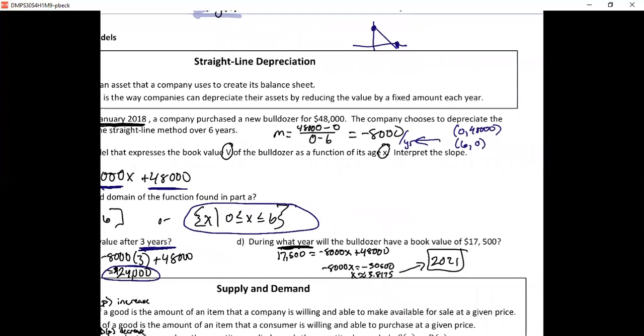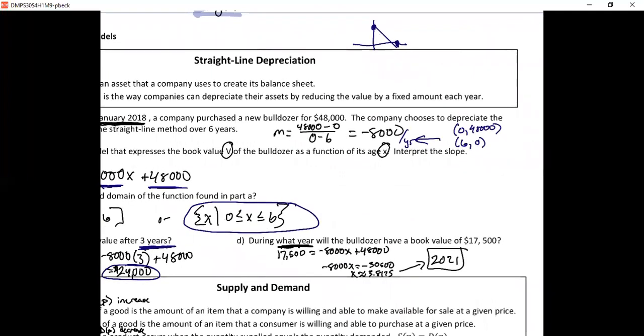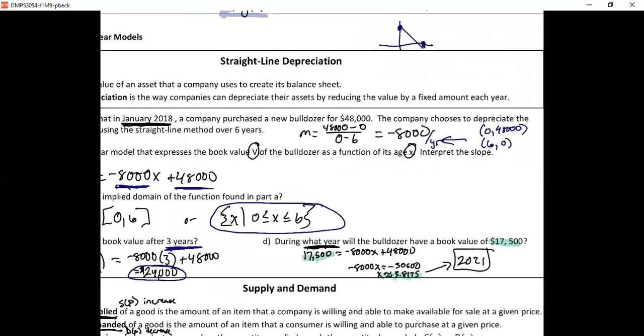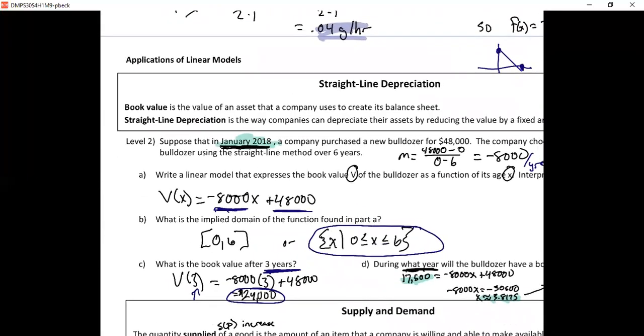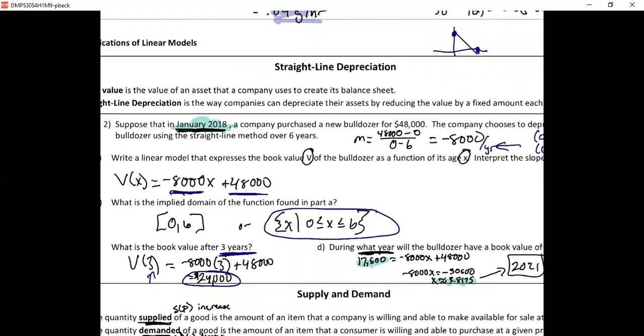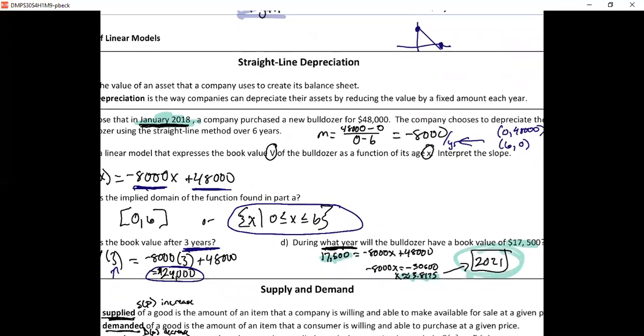And then last but not least, what year will it have a book value of 17,500? So you set that 17,500 equal to the y value, or the dependent variable, and solve, and I get this number of 3.8125. Now, what does that mean? During what year? Well, in order for me to figure out what year it is, I need to know when did we start. And if we look up here, January 2018, almost 4 years later, we're going to be in the year 2020, which is our final answer.